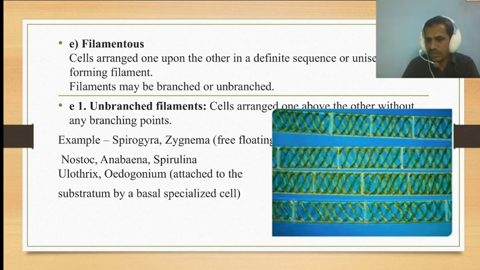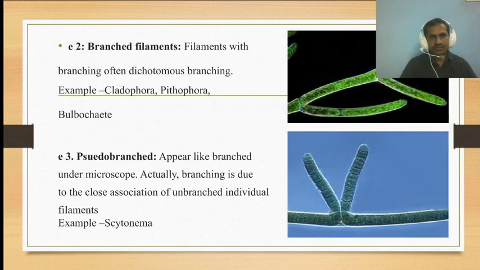Nostoc, Anabaena, Spirulina, Oscillatoria and Oedogonium are attached to the substratum by specialized cells. So one group is free floating, while the other is attached to the substratum by a specialized cell, which is also called a holdfast. The first one is the unbranched form.